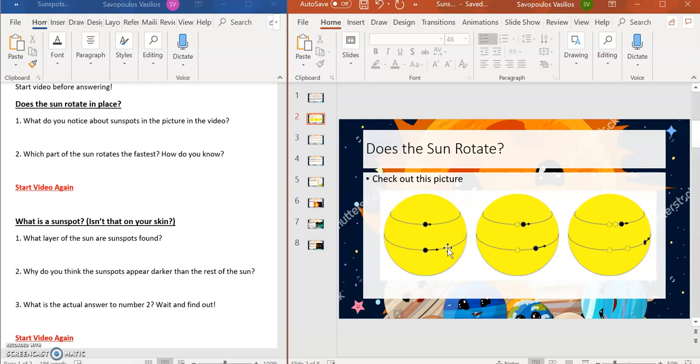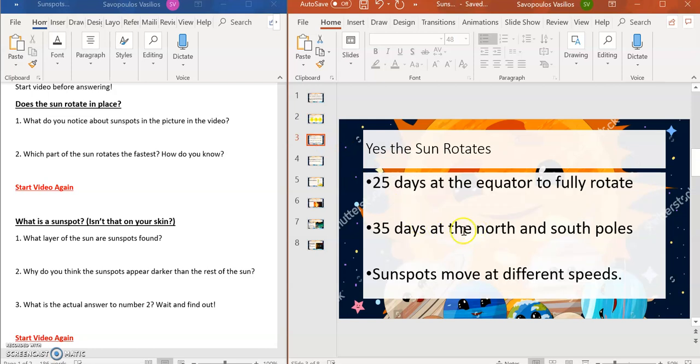And so basically the sun rotates at different speeds, different parts at different speeds. It's called differential rotation. And basically it means that the north and the south poles move slower than the middle. And so it's not like Earth where everything moves in one nice place.